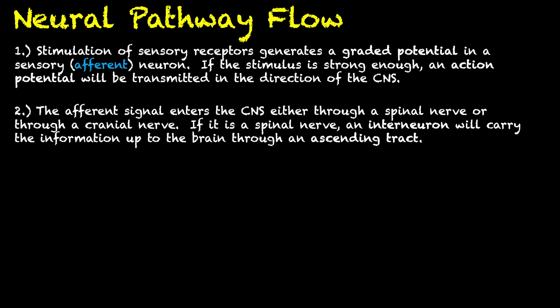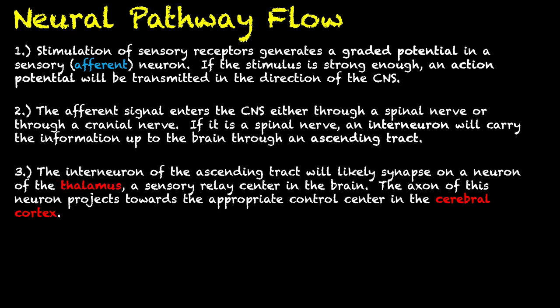Second, the afferent signal enters the central nervous system either through a spinal nerve, which is what we just saw, or through a cranial nerve if the stimulus occurs already close to the brain, like it would for taste through the tongue, vision through the eyes, or hearing through the ears. If it is a spinal nerve, which it was in the previous example, an interneuron will carry the information up to the brain through an ascending tract.